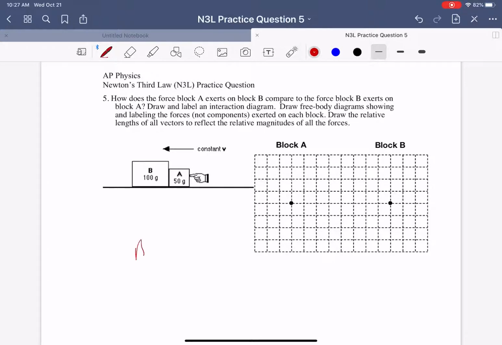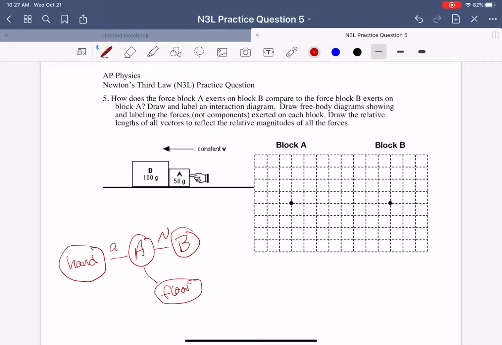So, I have block A interacting with block B with a normal interaction, and an applied interaction from the hand to block A. Both blocks are interacting with the floor with both a friction and a normal interaction, and both blocks are interacting with the earth.